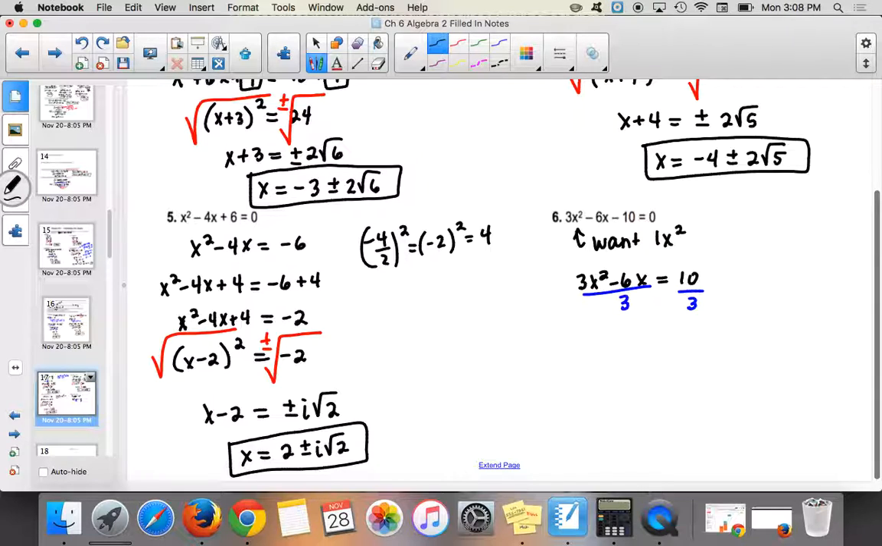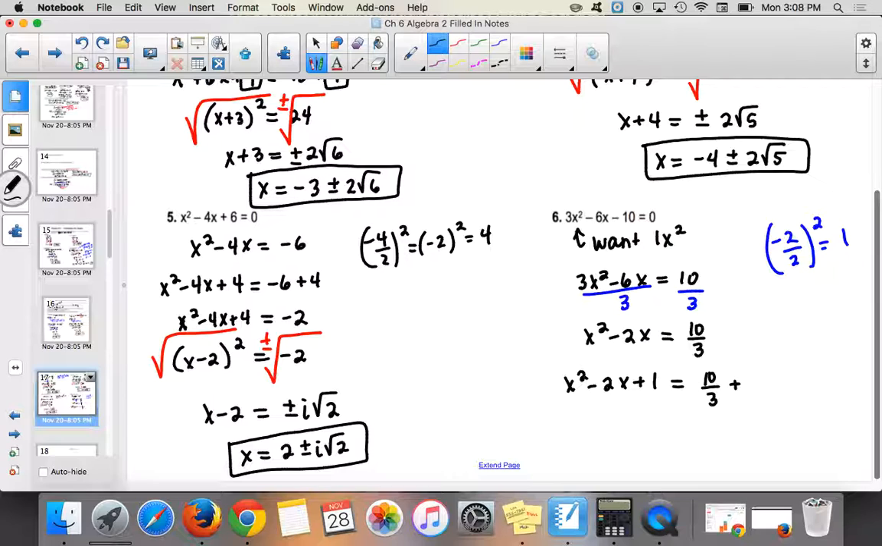So the left-hand side is x squared minus 2x. That's great. But what's the right-hand side? 10 over 3. So we're going with it. All right, so I'm going to add a number to both sides of the equation. What number do I need to add? Right, I take that number, negative 2. I divide by 2. I square it. So I'm adding 1 to both sides.